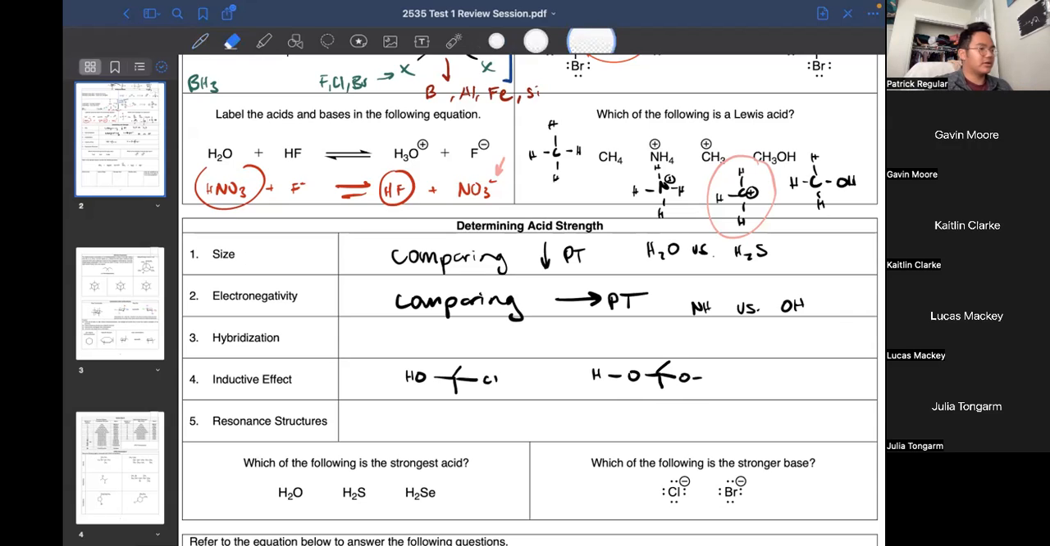Oh, that's a bad question. Hold up. Let me do fluorine. It should be fluorine. My bad. Okay, now that makes a lot more sense. Fluorine. Which one is more acidic? The one on the left. Yeah, the one on the left. Fluorine is a lot more electronegative than oxygen.